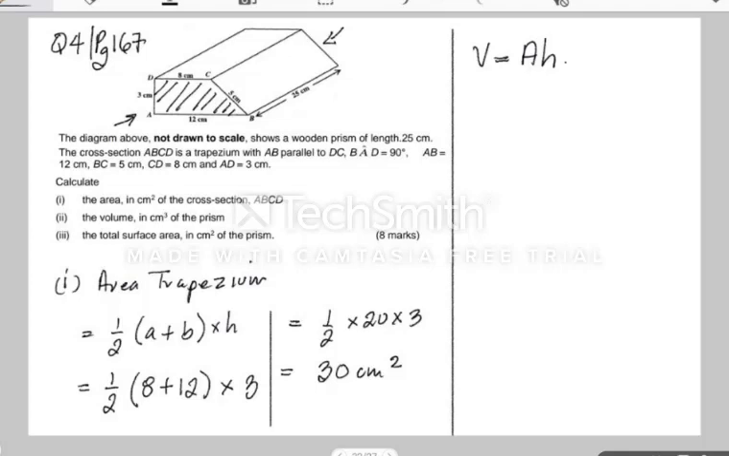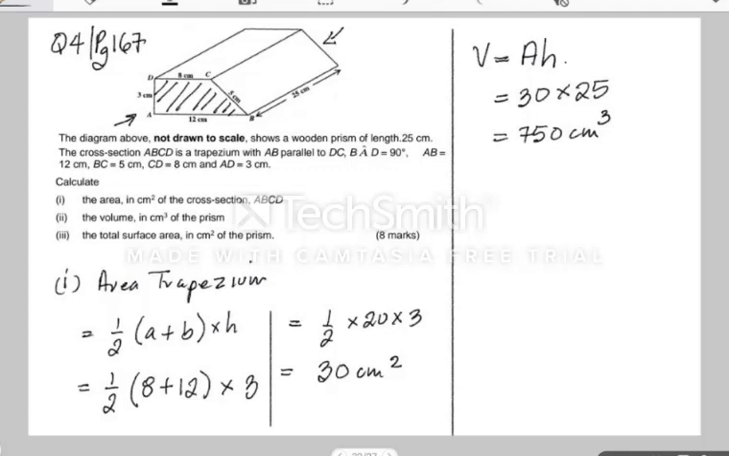All right. So we already calculated the area of the cross section. It is what? 30, and the height is what? 25. So let's get 30 times 25. All right. The volume is 750 centimeters cube. Remember, the unit of area is centimeters square. The unit of volume is centimeters cube.